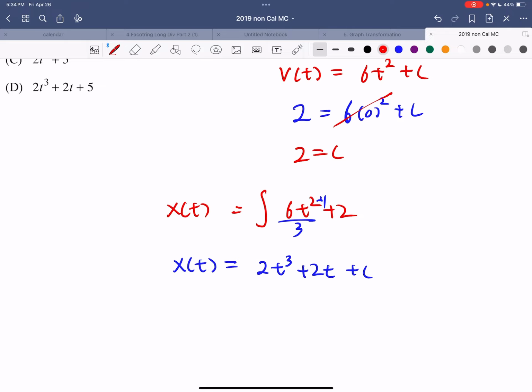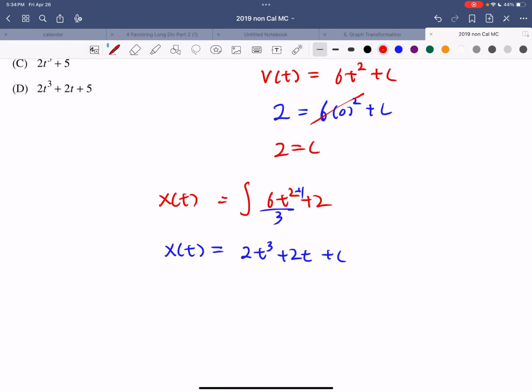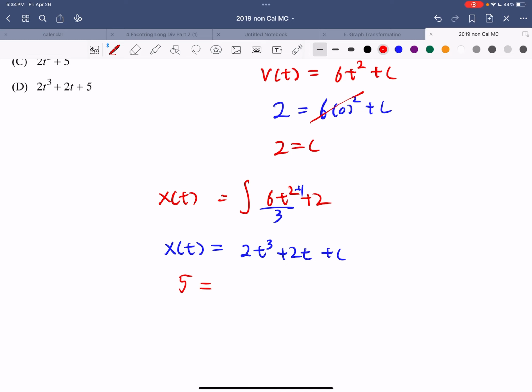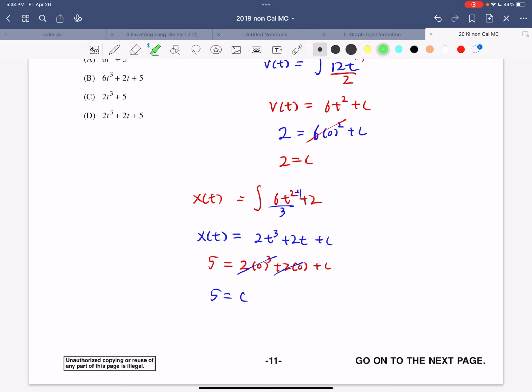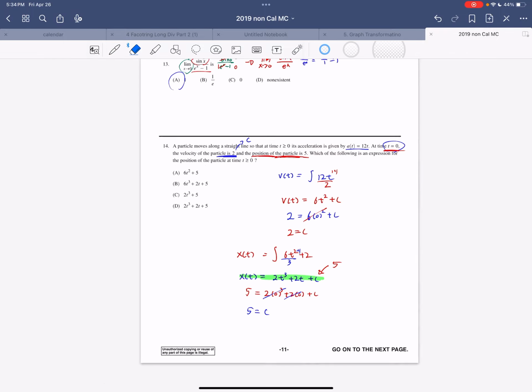And when t is equal to 0, position is 5. Again, that's going to be the c, but I will show you why. 5 is equal to 2 times 0 cubed plus 2 times 0 plus c. Although on an actual test, I'm not going to even do this, I will just move on. But these two disappear, so you get 5 equals c. So this is going to be the answer. The only difference is that instead of c, now you're going to plug in 5. Okay? So you get the answer.